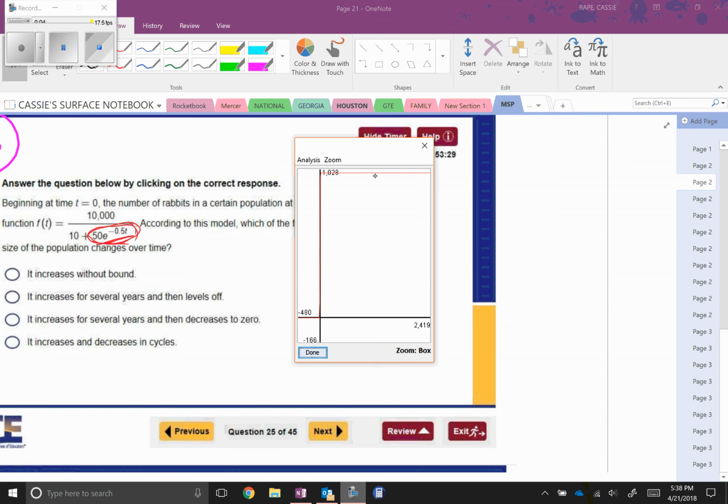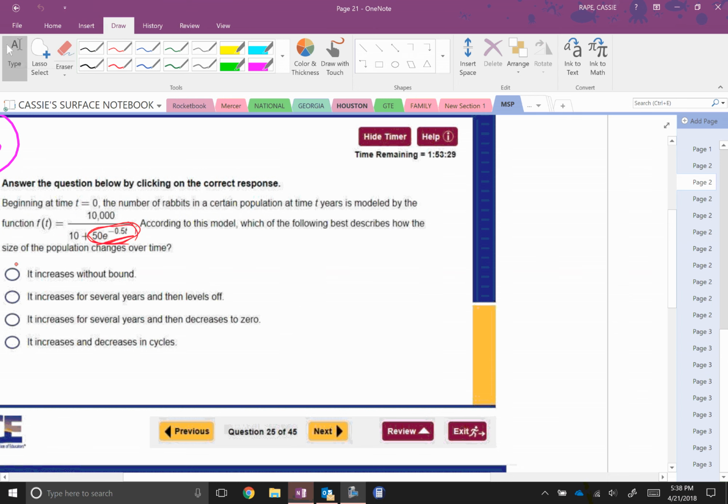Okay, and so it does not increase without bound. If it increased without bound, you wouldn't see that leveling off. It increases for several years, then levels off is what we're seeing. It increases for several years, then decreases to 0. That's not what we saw. And we didn't see cyclical movement. Generally, what you're going to be looking at is sine, cosine, tangent if it's in cycles. So the answer to this question is B.